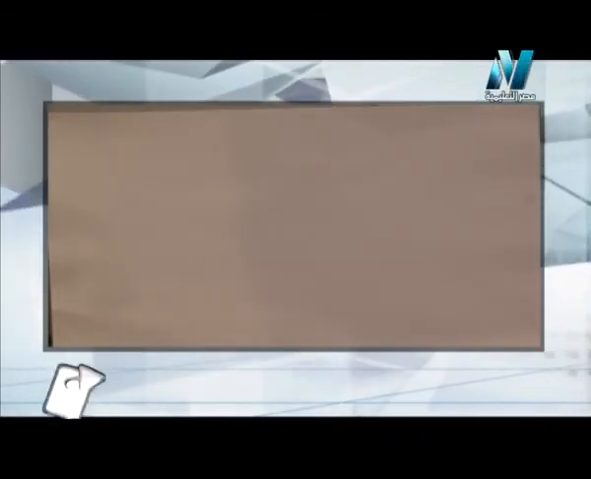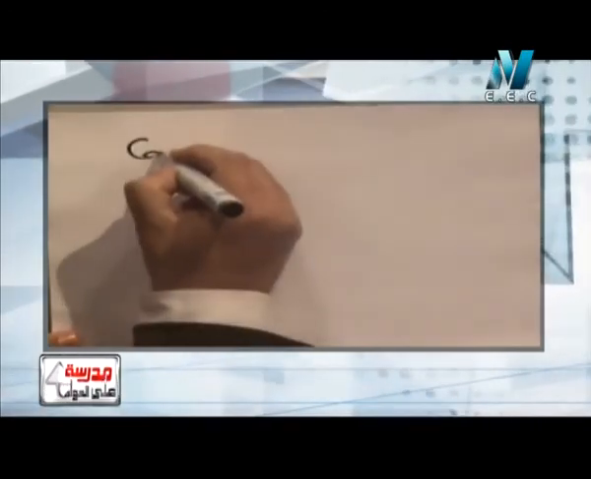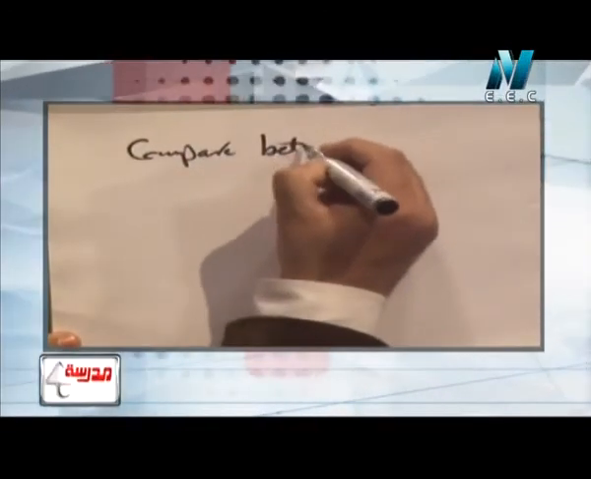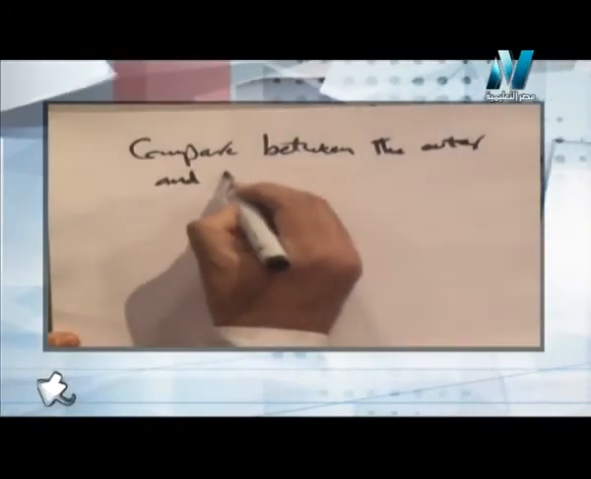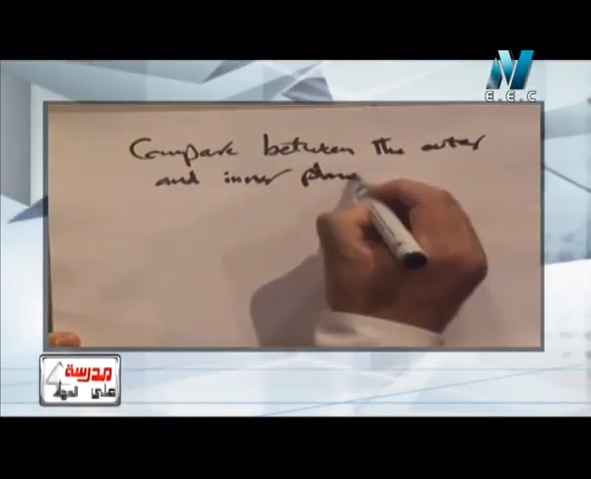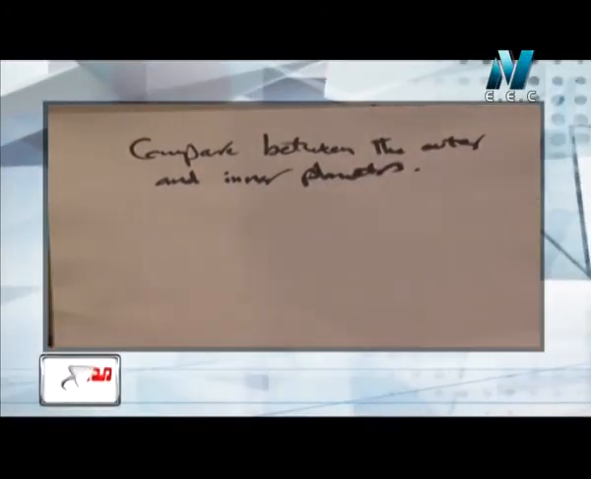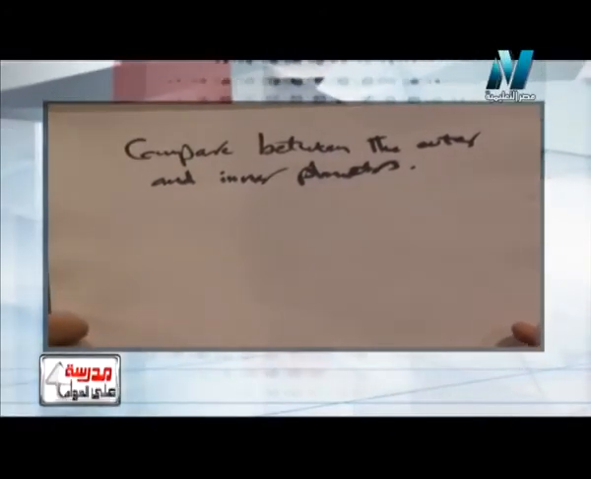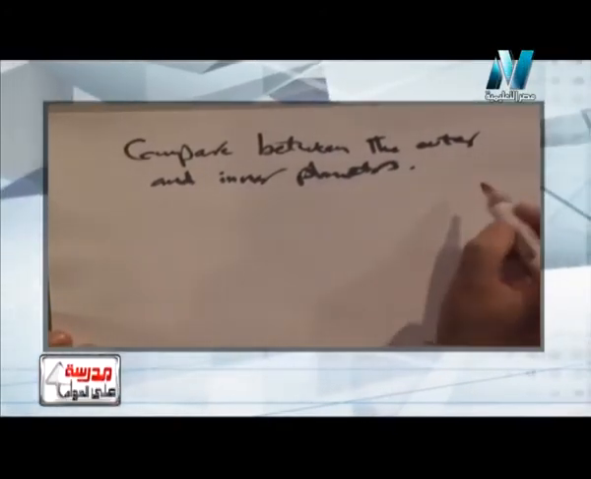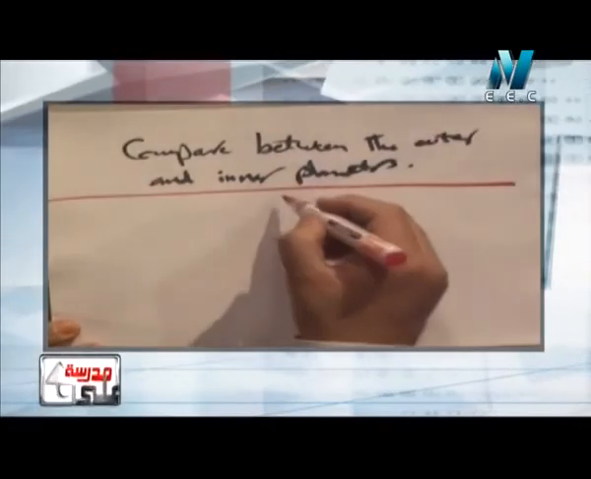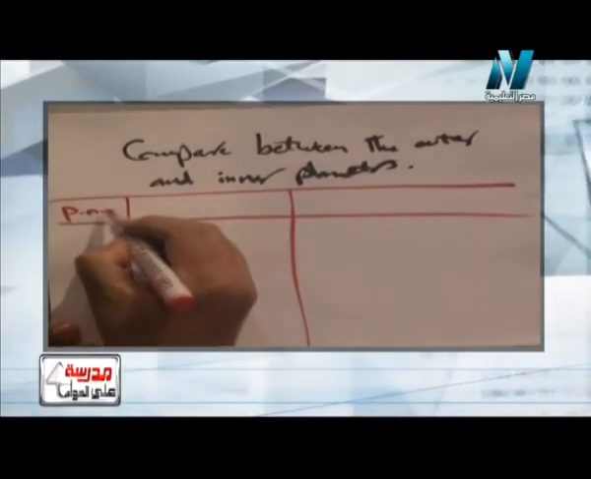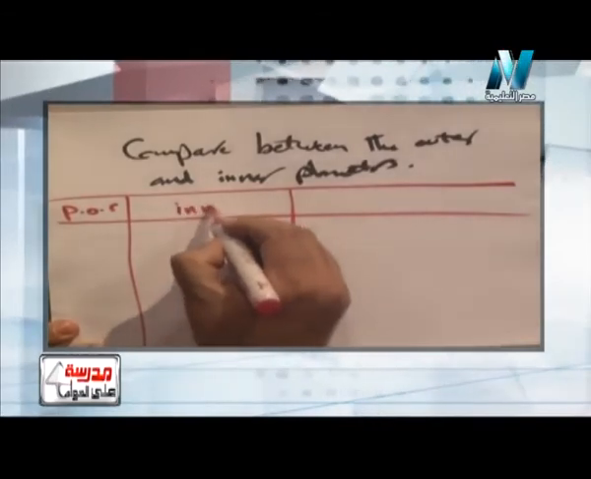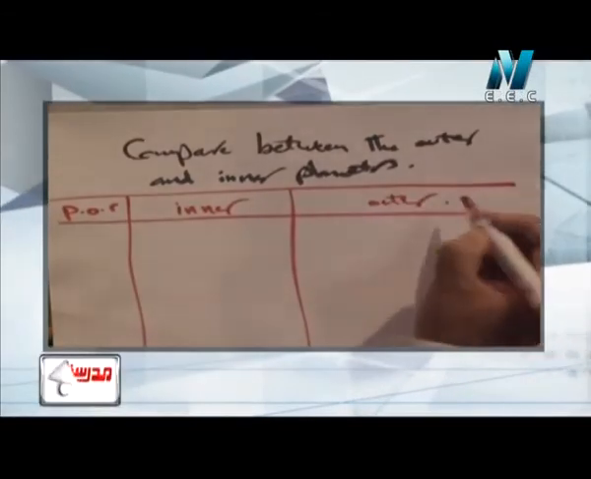So another question about this more interesting lesson. Okay, the question says that compare between the outer and the inner planets. And as usual, we make a comparison in a table. زي ما نصحتكم قبل كده أكتر مرة, we must make the comparison in a table. We can write a table like this, and here I can write a point of comparison, or POC. Here I can write inner planet, and outer planet, okay.